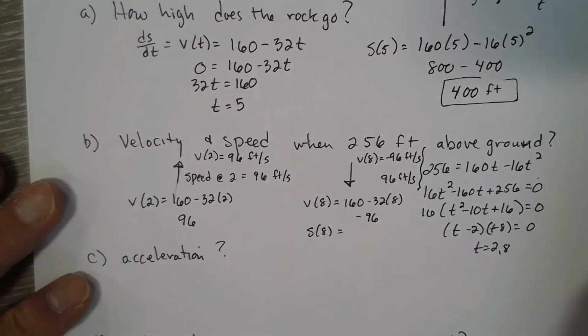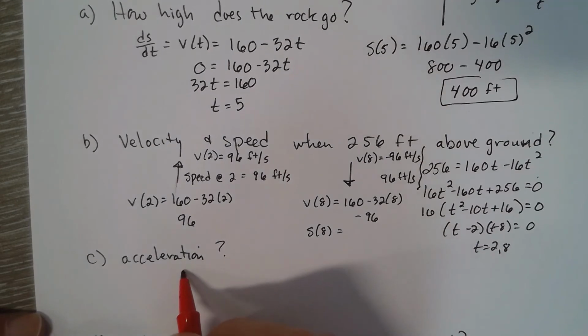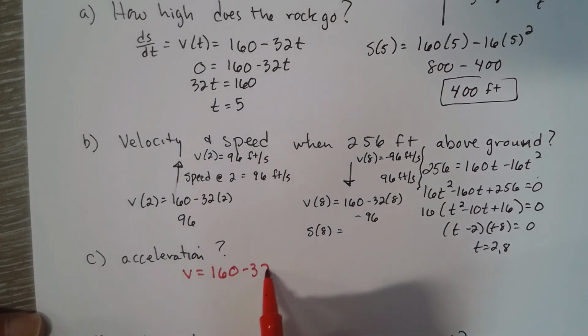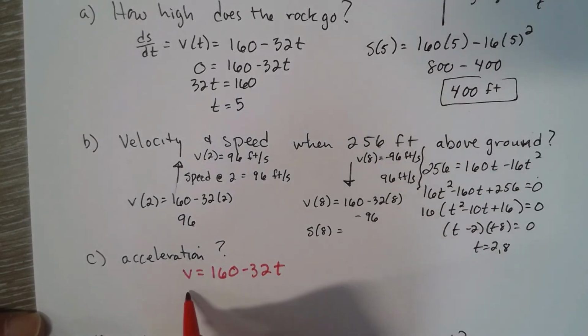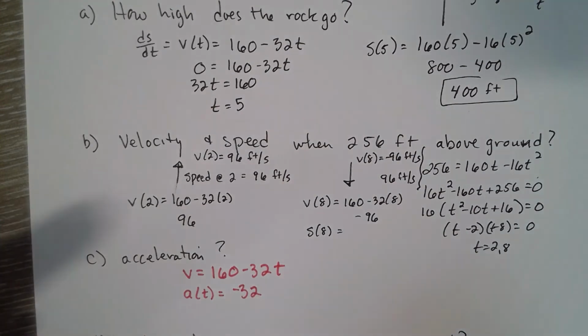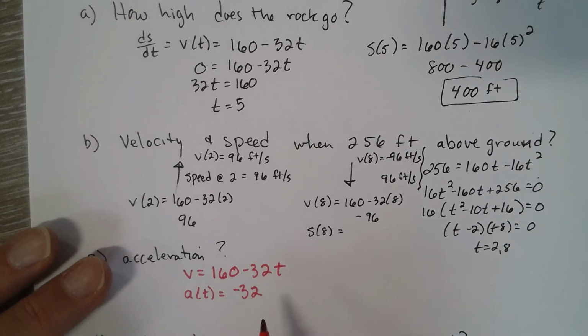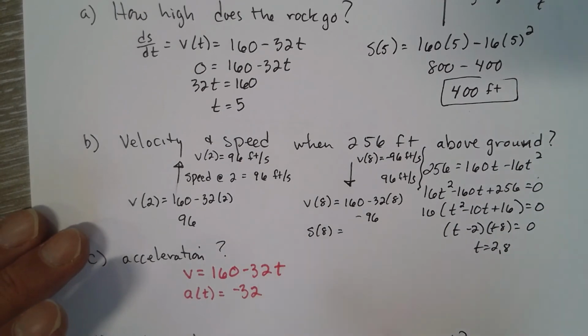So what is the acceleration? Well, we know that the velocity is 160 minus 32t, so my acceleration would be just negative 32. The derivative of velocity is acceleration. And that makes sense because we are in feet per second for our initial speed and velocity, so the acceleration of gravity is negative 32 feet per second squared.